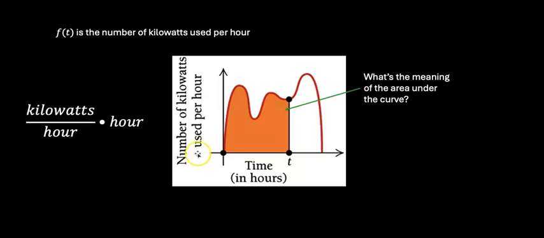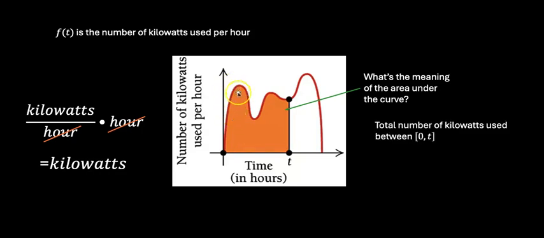What units? We can figure it out by taking the y units multiplied by the t units: kilowatts per hour, times hours, and the hour unit cancels, leaving behind just kilowatts. So the area underneath the curve represents kilowatts.